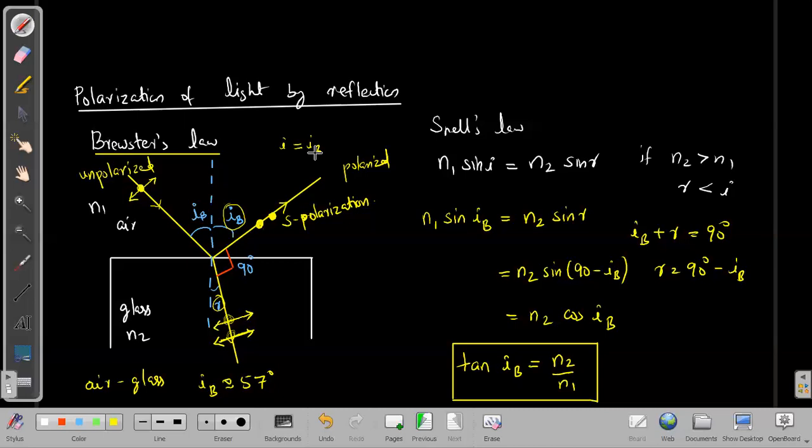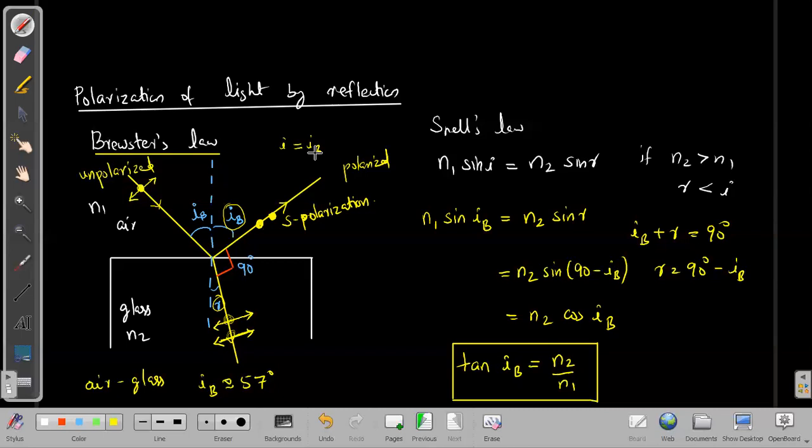So it is not the light directly coming from the sun. It is basically the light which is reflecting from different surfaces, from some other car or some other vehicle, or from a road, etc. So this reflected light usually contains S polarization.